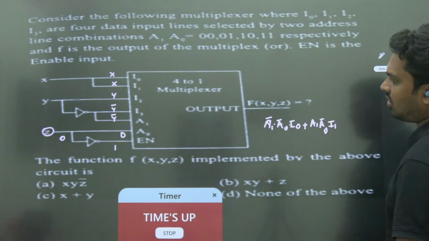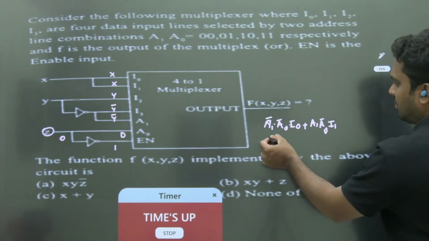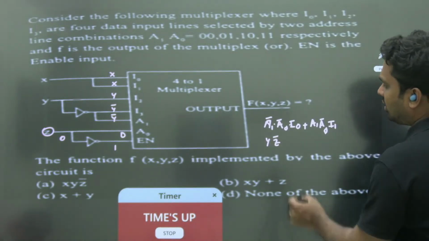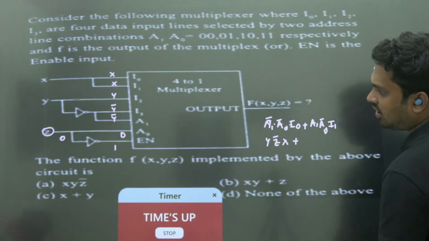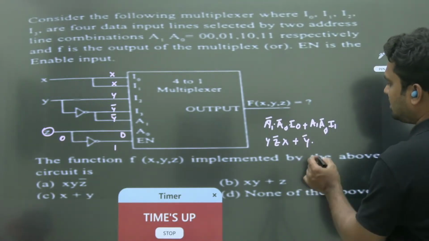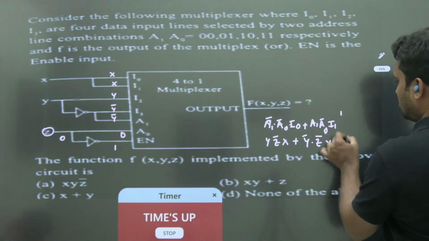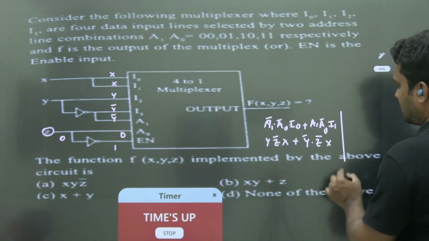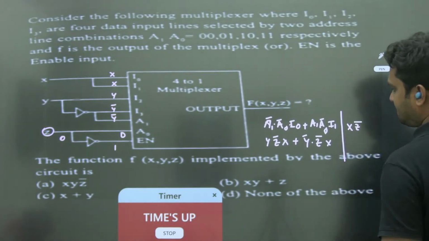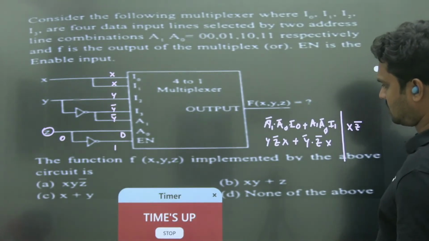Now A1 A naught, what are they? A1 A naught bar, A1 कितना, y bar, whole bar is y, A naught bar, A naught is z bar, I naught is x plus A1 कितना है भाई, A1 कितना, y bar, A naught bar, A naught is z. I1 is also x. So you can take z bar common, y plus y bar चलेगा, so x z bar is the answer. So none of them satisfying.